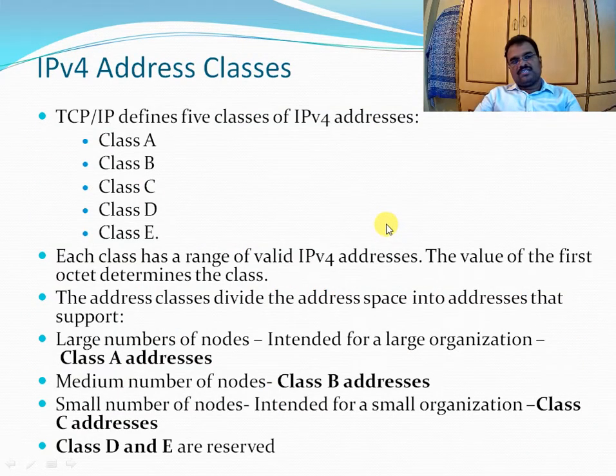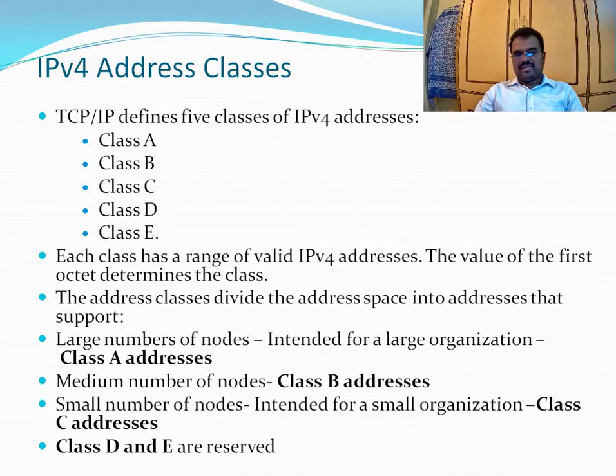So IP version 4 has address classes, different address classes which are used for different types of networks. Because there are a number of types of networks available, based on the network size and everything, IP addresses define 5 classes of IPv4 addresses. This is purely based on the size of the network, and these classes are class A, class B, class C, class D, and class E. Each class has a range of valid IPv4 addresses. The value of the first octet determines the class.